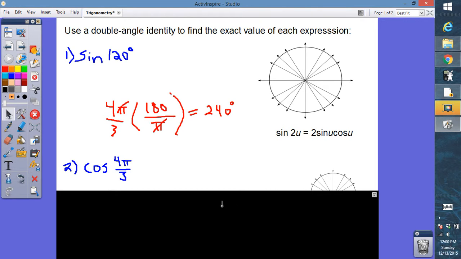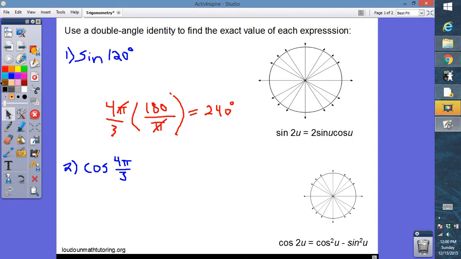But we've been asked to use a double angle identity. All right. So we're going to use, this is the double angle identity for cosine. Now there's different forms of this cosine double angle identity. Your book will probably have 3 different versions of this because it's related to the Pythagorean identity. I'm not going to go through all that right now, but I'm going to choose this identity here.